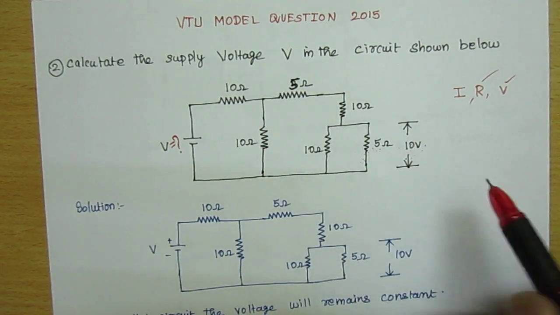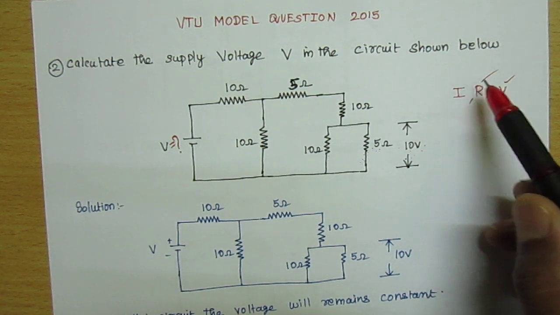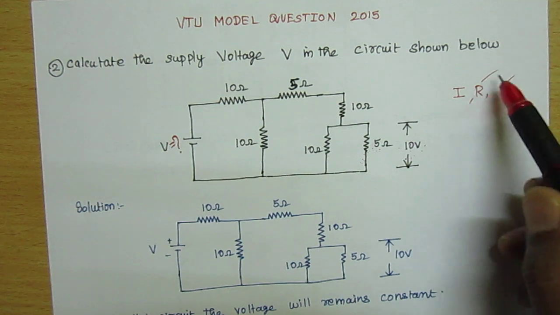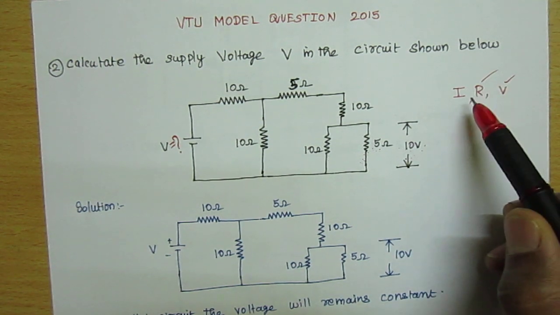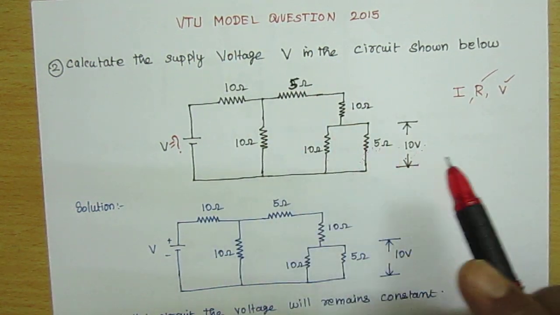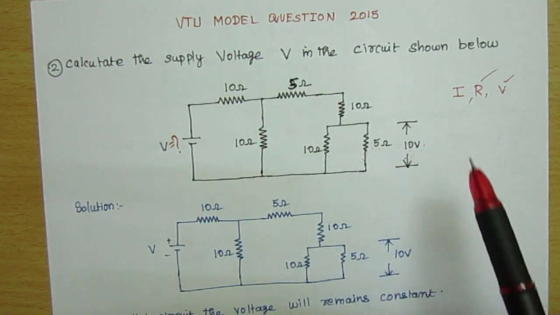Here all the values are given. If any two of current, resistance and voltage are known, then according to Ohm's law, V is equal to IR, and we can easily find the unknown value. But here, only one clue is given, which is 10 volt.